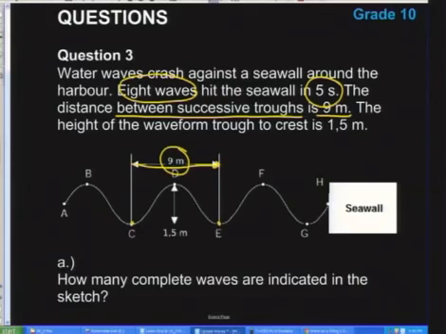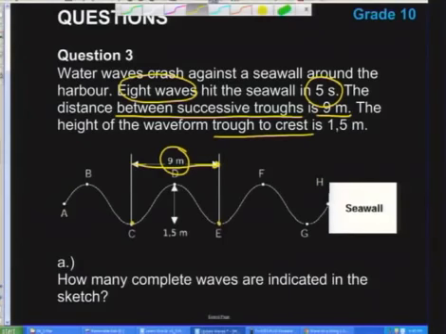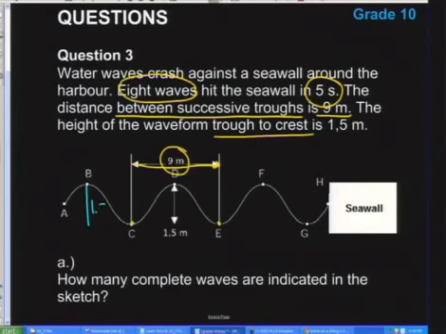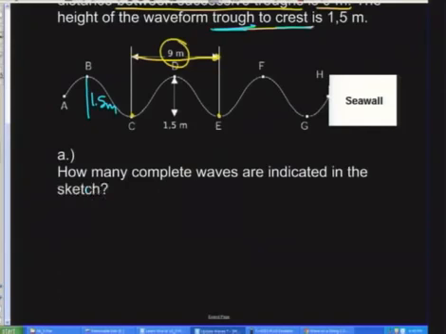The height of the waveform, trough to crest, is 1.5 meters. I'm going to add that in on my picture because it's not given. They're telling me it's trough all the way through to a crest is 1.5 meters. Now I've drawn along this diagram, but I want us to count quickly how many complete waves are indicated in the sketch. Complete waves would be going start to finish.